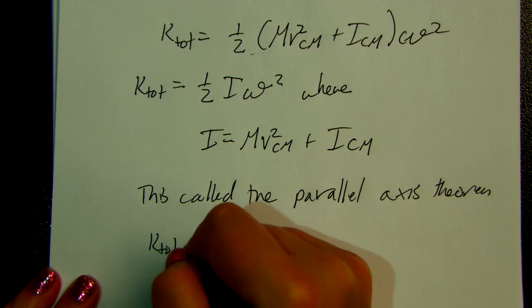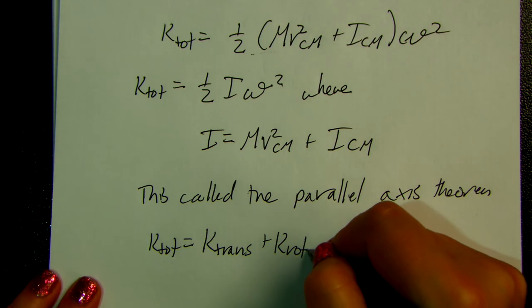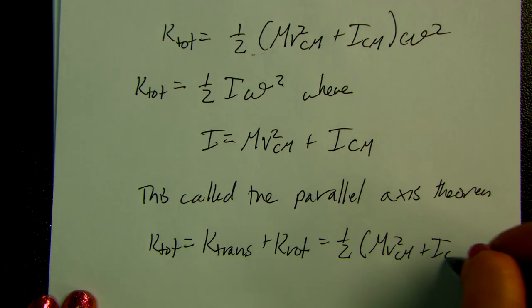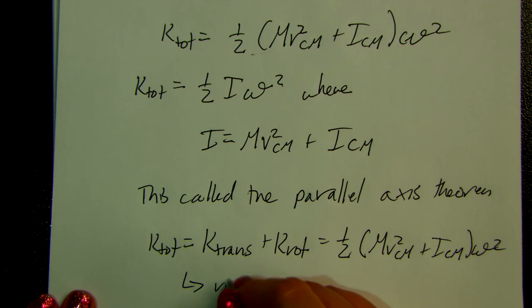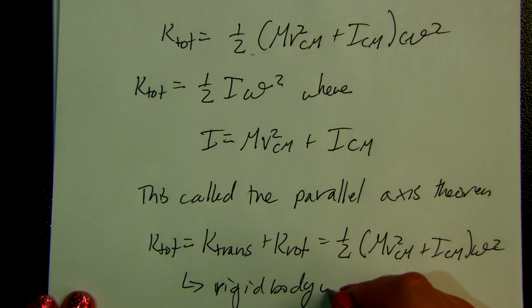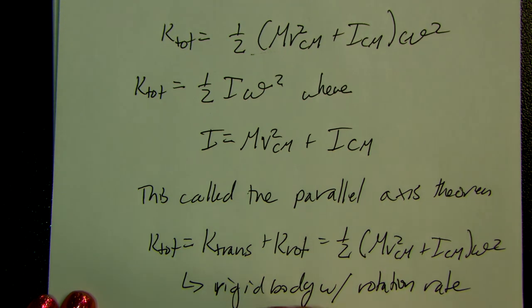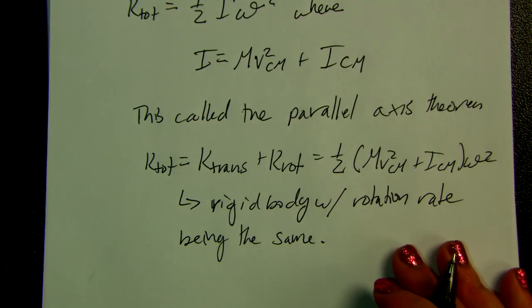So K total is equal to K translational plus K rotational, which is 1/2 (m vCM squared plus ICM omega squared). And this requires a rigid body, that's an R, rigid body, with rotation rate being the same. Okay. So, moving on.